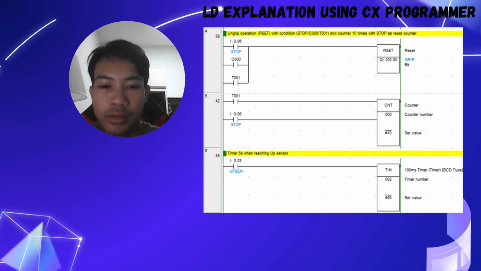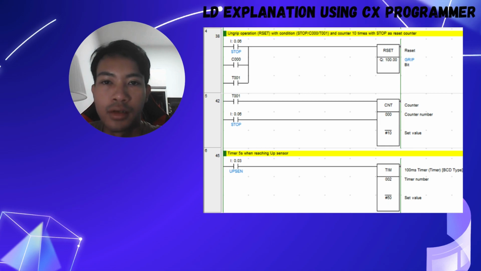Okay, for the next one, rung 4, we have a RESET instruction for the grip, which is turned on when either the stop button, counter completion, or timer T001 is on. The reset instruction will release the grip. For rung 5, we have a counter to count until 10. It counts when timer T001 is activated, which in the system is after reaching box C and going up, releasing the up-down arm and grip. And the counter reset is controlled by the stop switch.